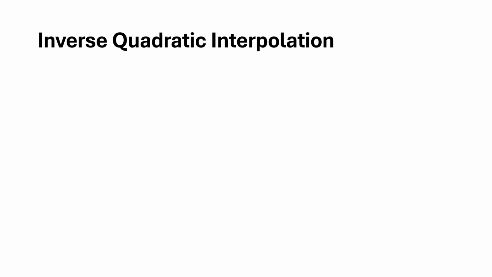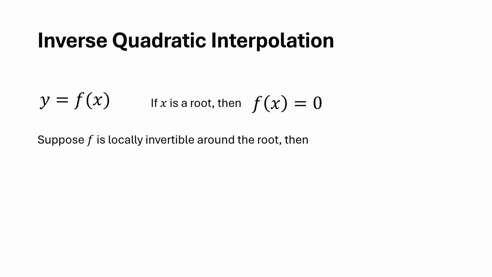Just to recap, if we have a function f of x, then all values of x for which f of x is equal to 0 are called the roots of this function. Now suppose that f is locally invertible around the root, then we can write f inverse of y is equal to x, which means that this inverse function, when evaluated at y is equal to 0, will give us the root of the function f of x.